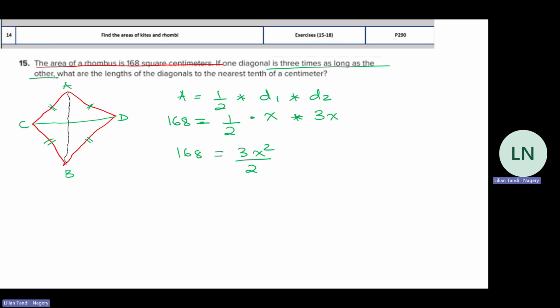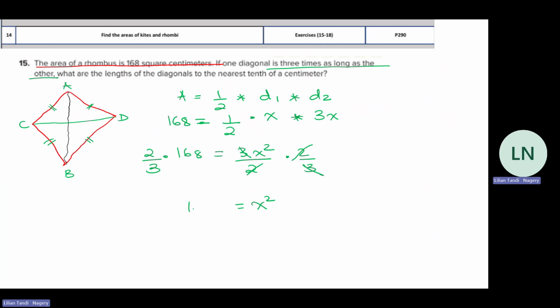Now I will do multiplicative inverse. I will multiply here by 2 and divide by 3. The same thing, 2 divided by 3. This 3 will go with this 3. This 2 will go with this 2. I will be left with x squared. Then I will do this and I should get 300.